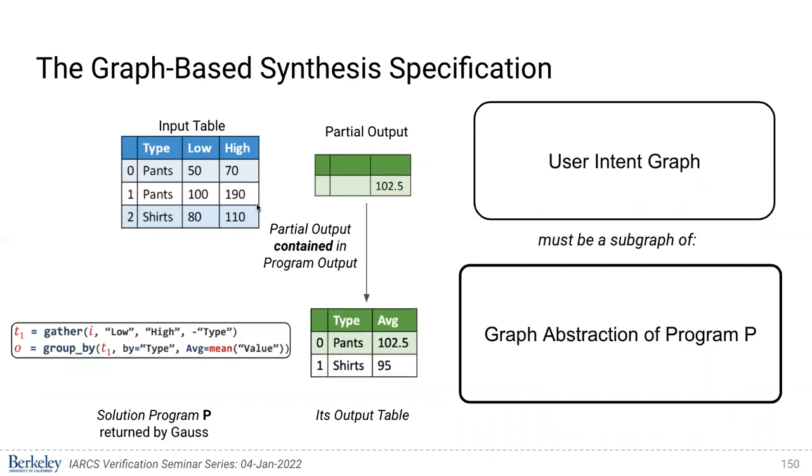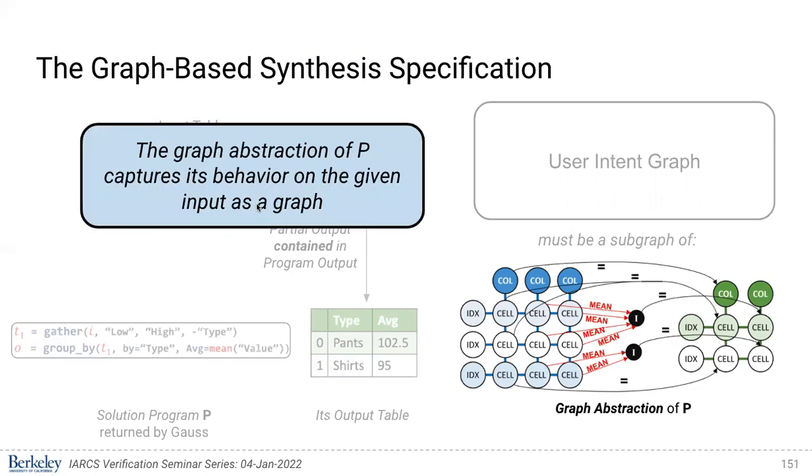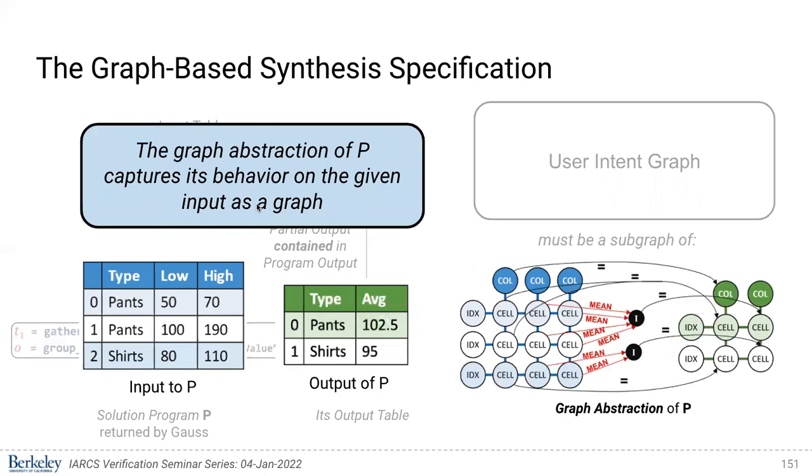But how do you actually operationalize this consistency? This is where the graphs come in again. The constraint that we are imposing is that the user intent graph, as recorded via interaction, must be a subgraph of the graph abstraction of program P. So what is a graph abstraction of program P? The graph abstraction of P essentially captures the behavior on the given input as a graph. So here you have this full program containing these two functions, right? It essentially captures the relationship between all the cells or columns in the input to all the cells and columns in the output, right? So it contains all the edges that define the relationship between the input and output.